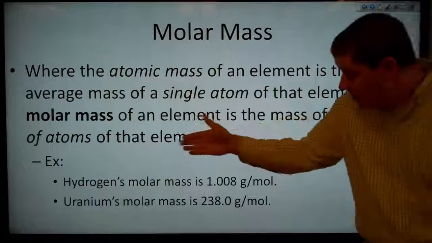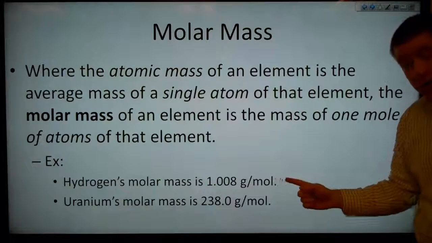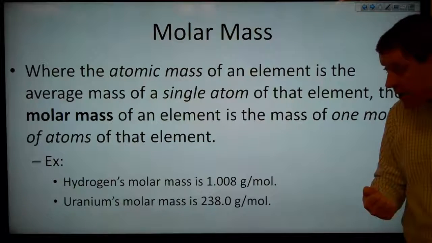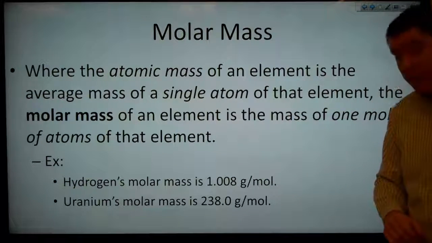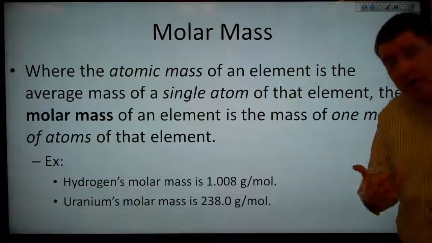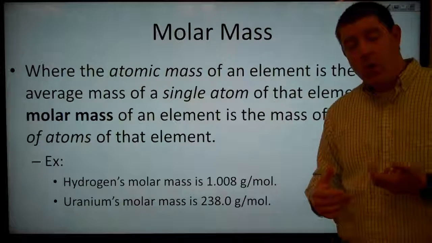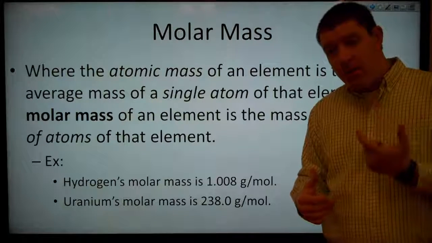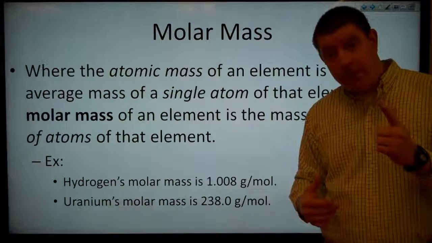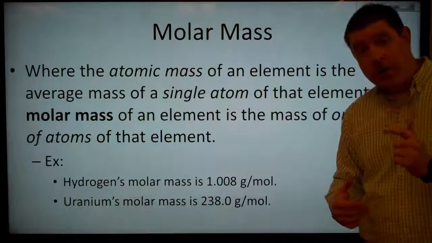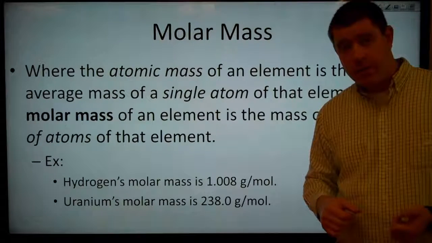For example, hydrogen's molar mass is 1.008 grams per mole. Note that this is not in atomic mass units anymore. And uranium's molar mass is 238.0 grams per mole. So that number that's listed on the periodic table doesn't have any units associated with it, because that number is the average mass in AMU of a single atom of that element, but it's also the mass in grams of 1 mole of that element.